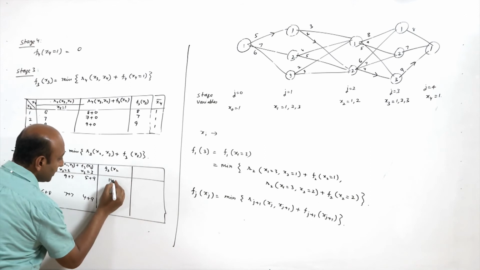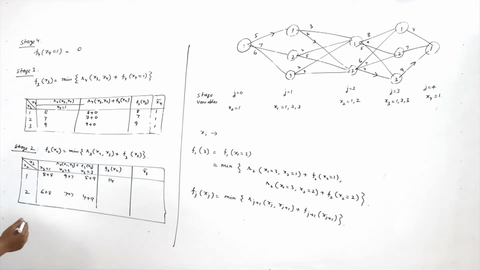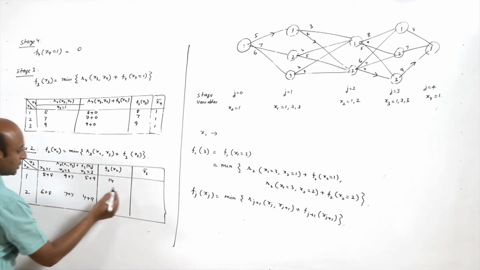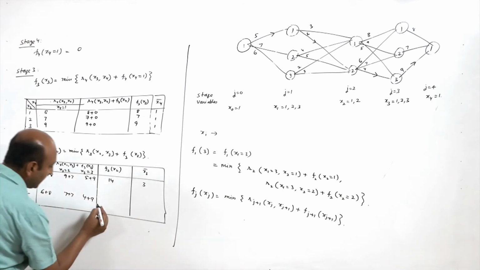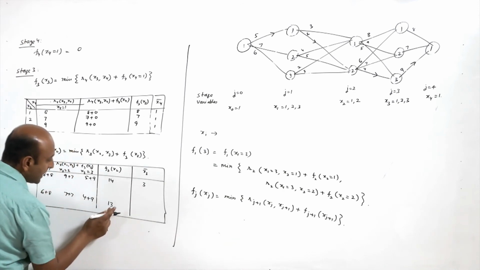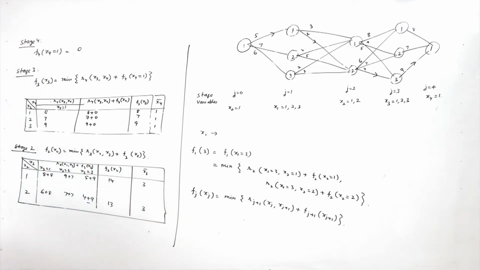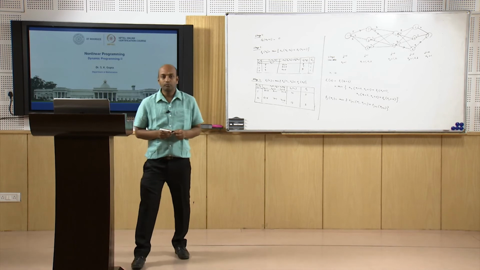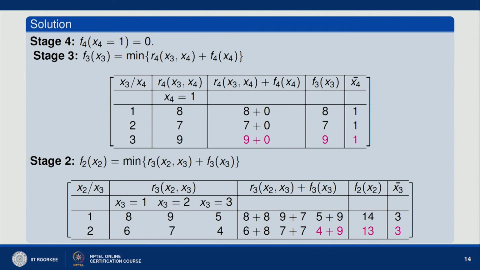So the minimum is 14. At which x3? This 14 we are obtaining at x3 equal to 3. Now the other row is 14, 14, 13, so the minimum is 13, and this 13 we are obtaining when x3 equals 3. So it is again 3. This is the second stage, which we have obtained and shown in a table here in the PPT.